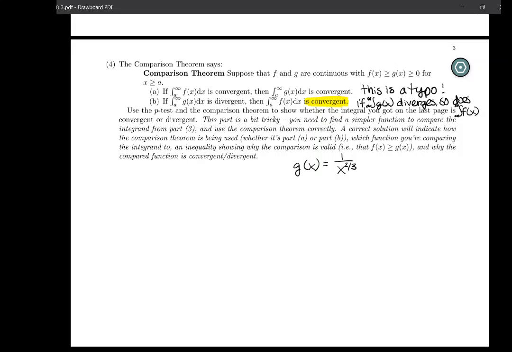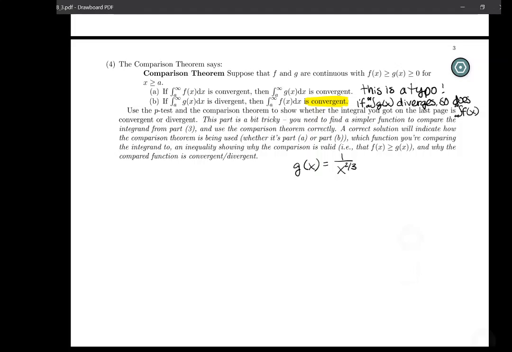So this one is kind of weird. We've got to find another function. We've got to look at all these different things. I've gone ahead and written out the one right here. I tried a few different ones. I think this one's probably the easiest to do. So we're going to look at the function g of x is equal to 1 over x to the 2/3.